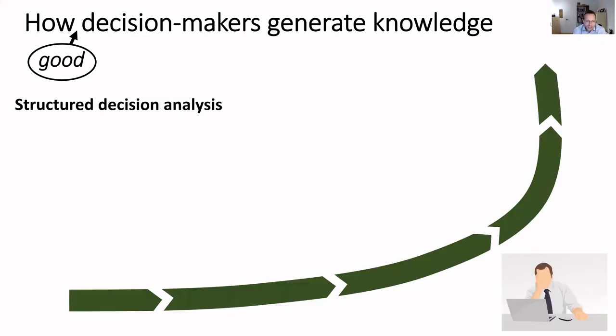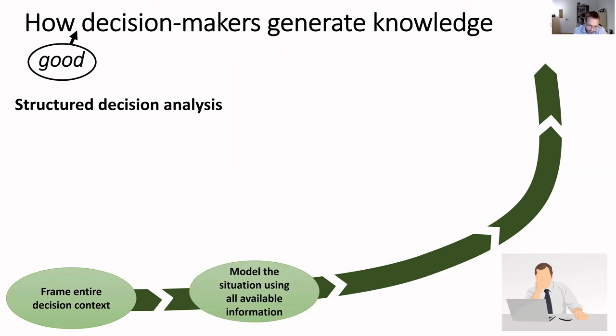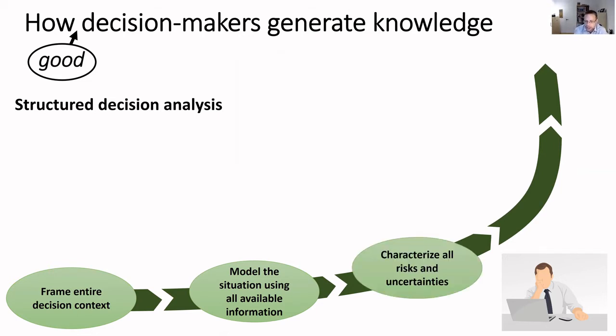So in structured decision analysis, we don't have a circular process. We have a goal. Yeah, we have a directed process that starts by framing the entire context of a particular decision that somebody wants to take. We will then model this situation, this full decision situation, using all the available knowledge we can easily get, characterize all the risks and uncertainties that are involved, and then make quantitative projections of decision outcomes for the different options that are on the table.